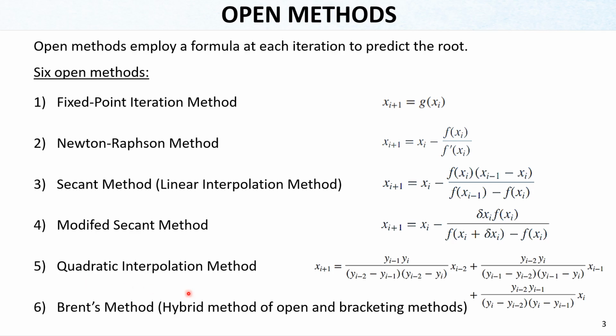And quadratic interpolation, this is simply the quadratic version of the secant method. And in here you can see we have a long equation, as you can see here. So instead of a linear interpolation, we will have a quadratic interpolation. And there is Brent's method as well. This is a hybrid method of open and bracketing methods, so that we can reach the roots of complex equations easily by switching between the methods during the iterations.